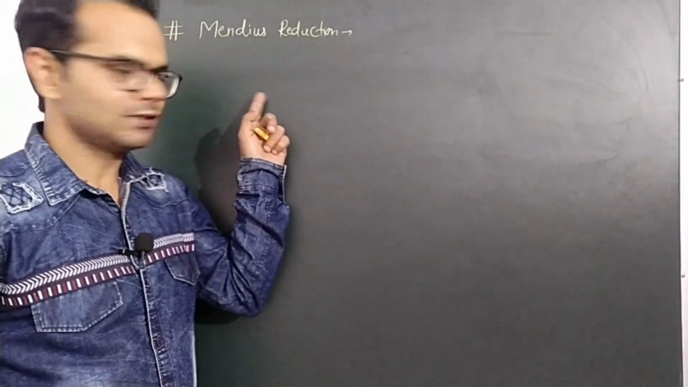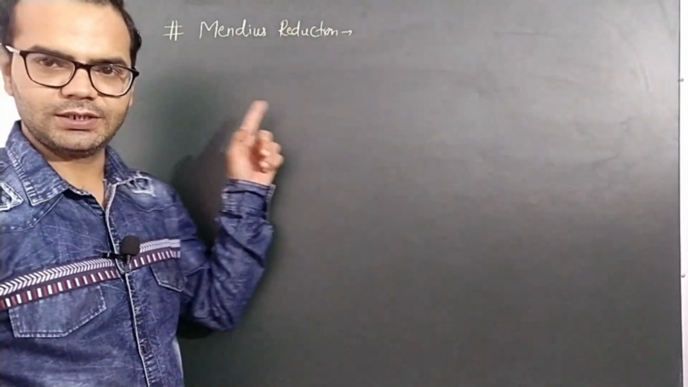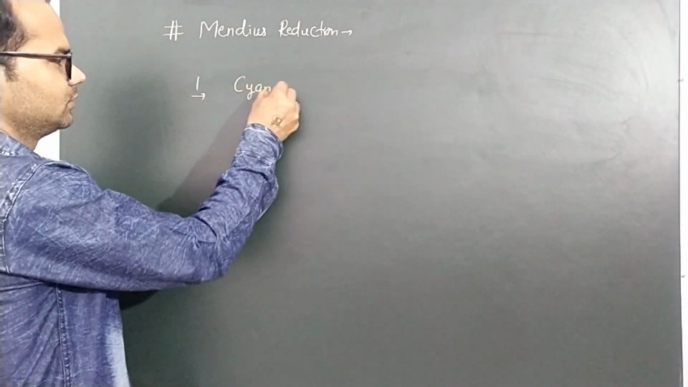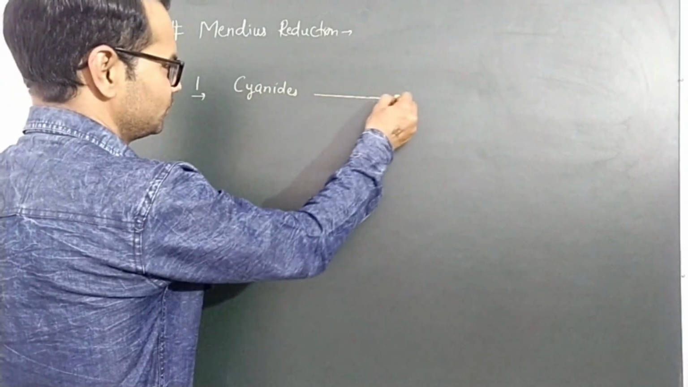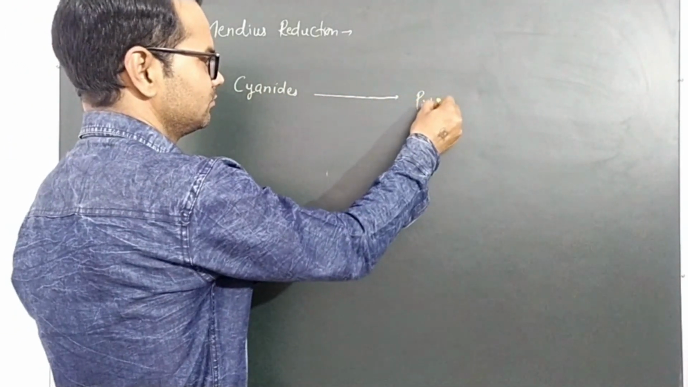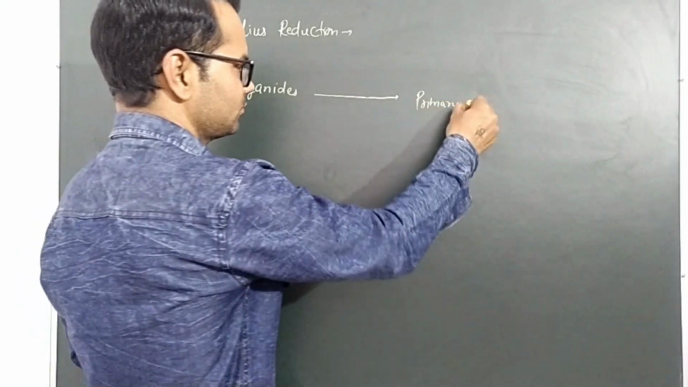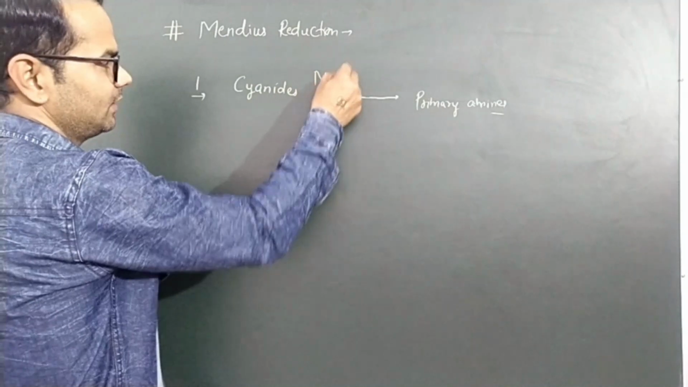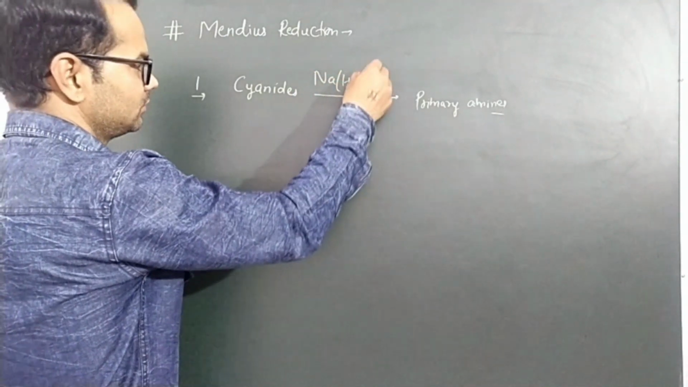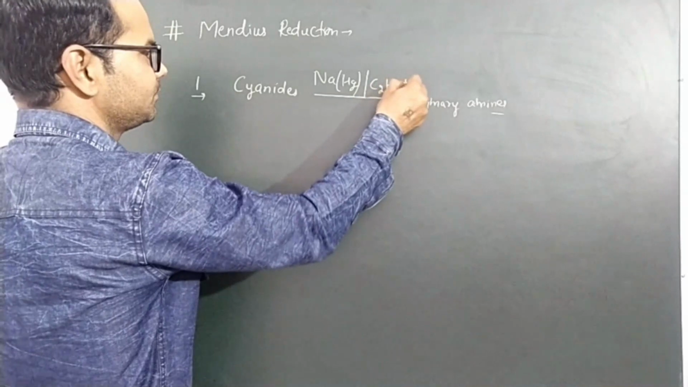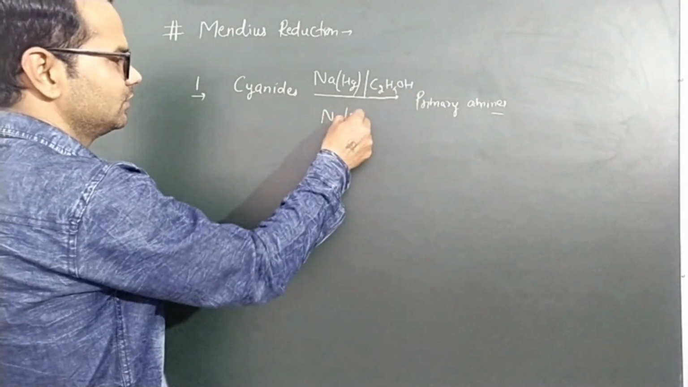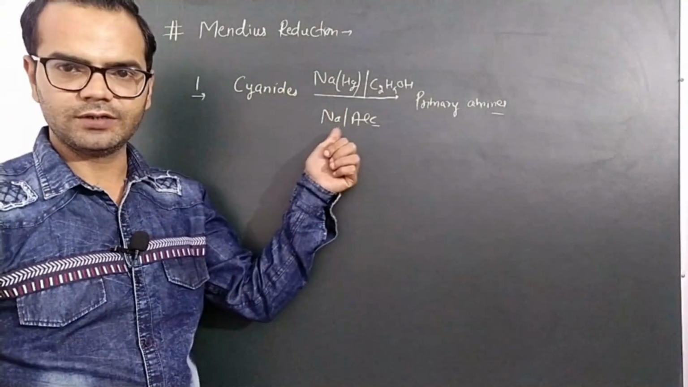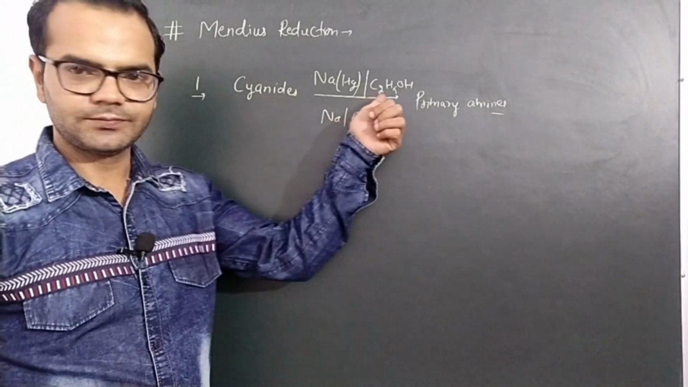Mendius reduction involves the reduction of cyanide compounds to corresponding amines. So this reduction involves reduction of organic cyanides to primary amines. And the reducing agent used is sodium taken in amalgam form with ethanol, C2H5OH, or we simply write sodium with alcohol. So the reducing agent in Mendius reduction is sodium with alcohol, and generally the alcohol used is ethanol.